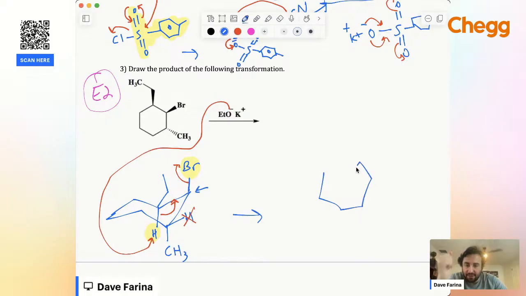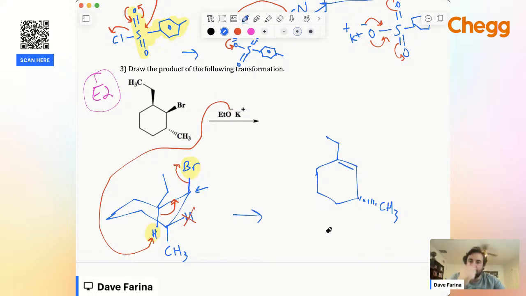And then now going back to our top-down view, we have the pi bond here. The ethyl group is now planar. And then nothing happened to that methyl group. No chemistry was done there. It is still an sp3 carbon. The methyl is still on the dash bond, and that is going to be our product.